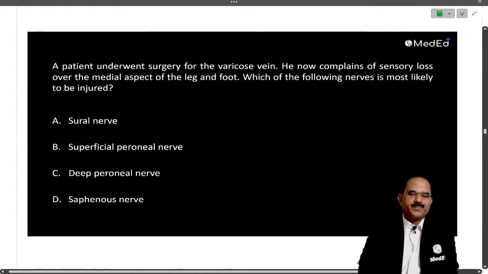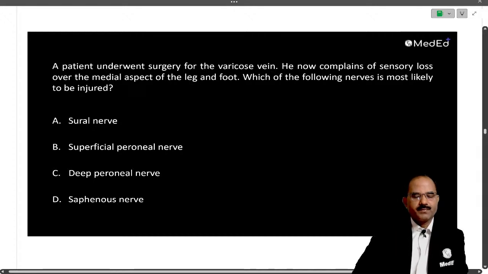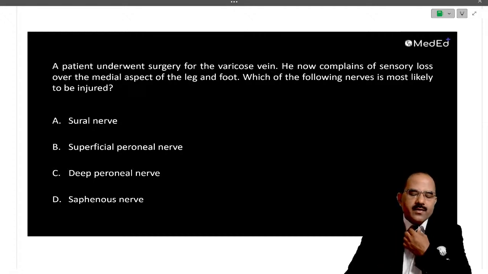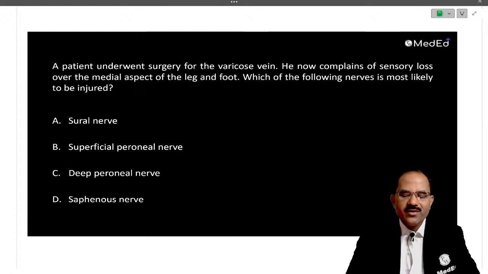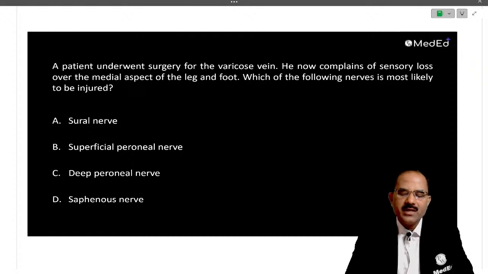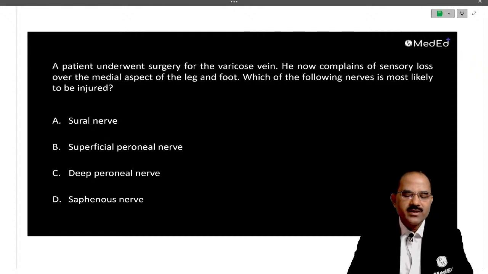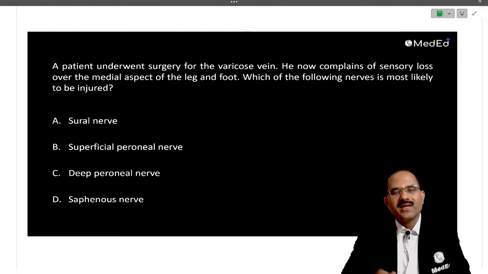Okay, here we go. A patient underwent surgery for varicose veins. He now complains of sensory loss over the medial aspect of the leg and the foot. Which of the following nerves is most likely to be injured? Any guesses?